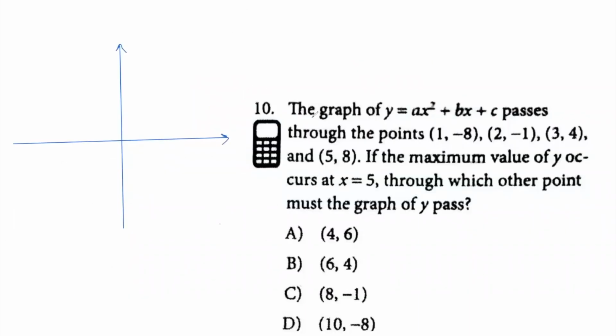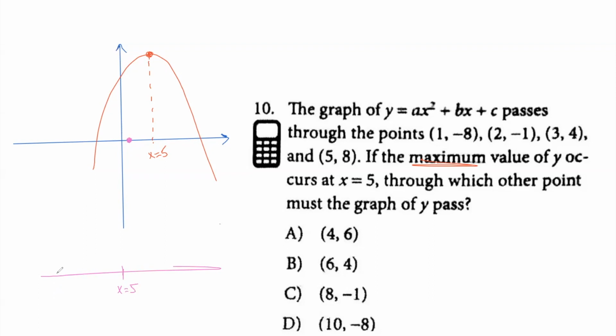In question 10, they say the graph of the quadratic equation passes through those points. Maximum value occurs at y. If it is a maximum value, it means it is a downward parabola. Let's say the maximum value is here, and it occurs when x is 5. We call this line the line of symmetry. What is the line of symmetry? If this distance is 3, that distance is also 3. If this distance is 7, that distance must be 7 as well. So if those points are on the parabola, through which other points must the graph pass? Okay, x equals 5 is the line of symmetry.